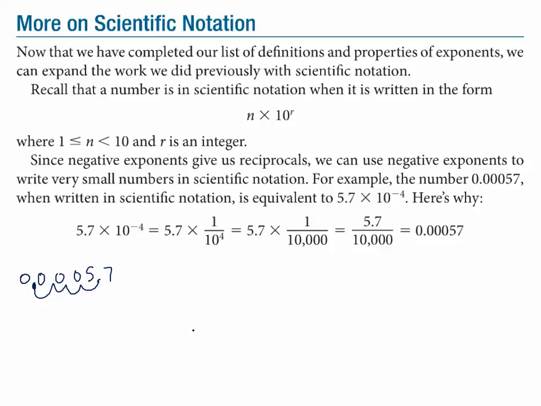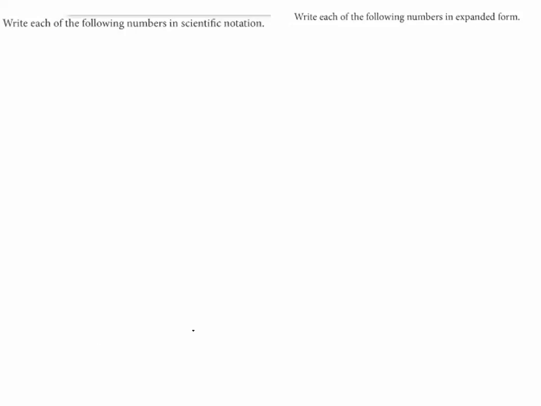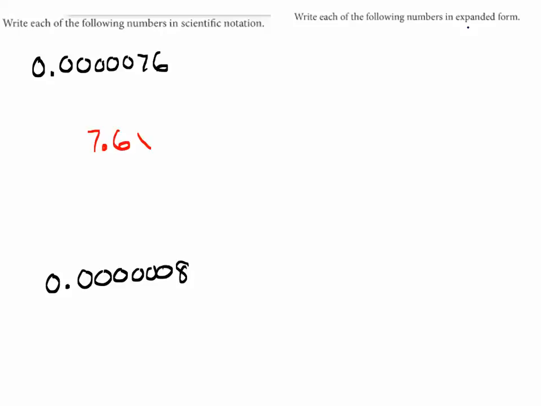So just 4 problems real quick here to finish us off. Like I said, write each of the following numbers in scientific notation, and we're going to kind of go backwards here. Write each of the following numbers in expanded form. So we're going to give you this number, this number. Oh, we'll do those first. So can you give that to me in scientific notation?